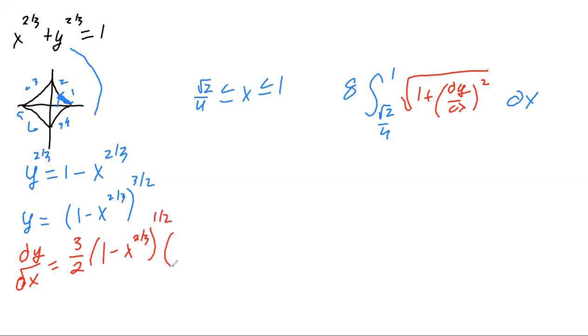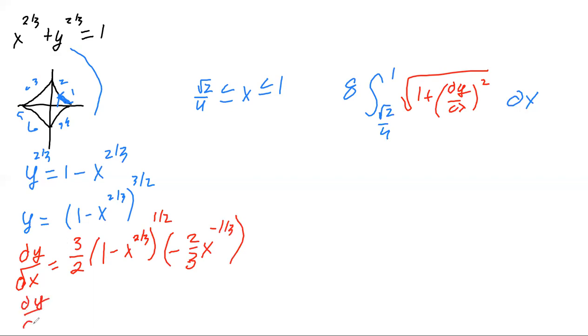By the chain rule, we have to multiply this by the derivative of the inside. Derivative of 1 is 0. That's a constant. Derivative of negative x to the 2/3. Bring this down, negative 2/3 x to the, subtract 1 from this, negative 1/3 power. And that's the derivative. Now I'm going to clean this up a little bit.